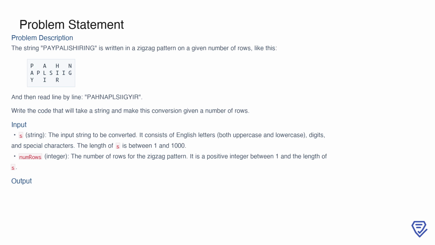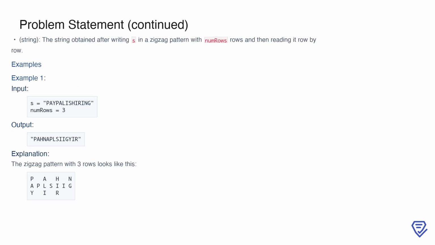The input consists of a string s, which can include uppercase and lowercase letters, digits, and special characters, and a positive integer numRows, which specifies the number of rows. The length of the string is between 1 and 1000, and the number of rows is at least 1 but not more than the length of the string. The output of your function should be a string that represents the characters in the zigzag pattern read row by row. Let's look at an example to clarify this further.